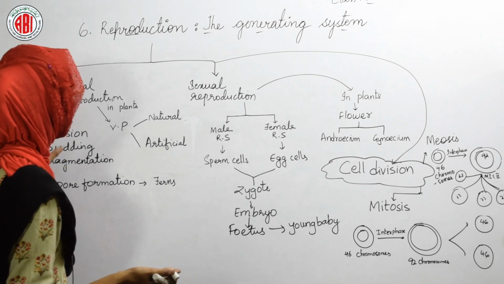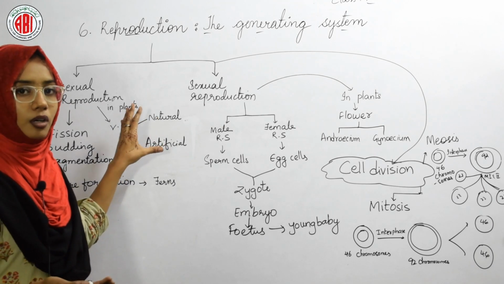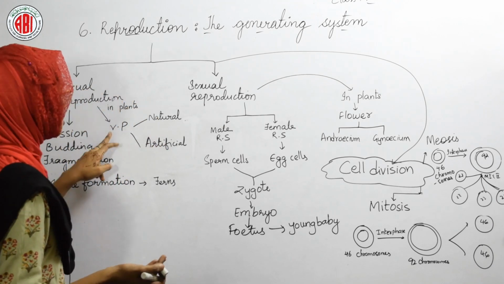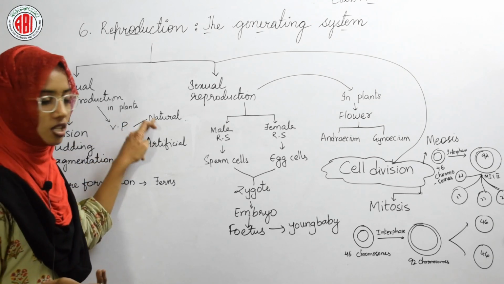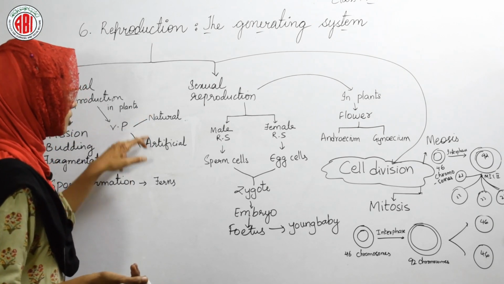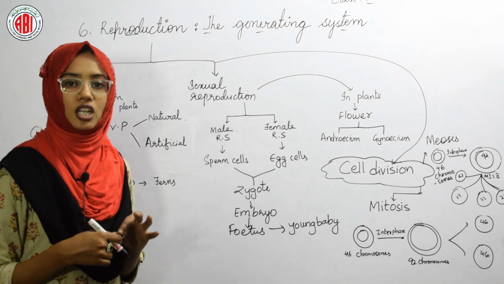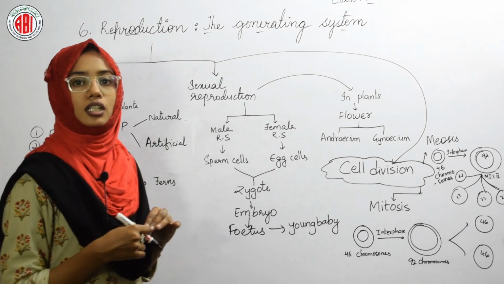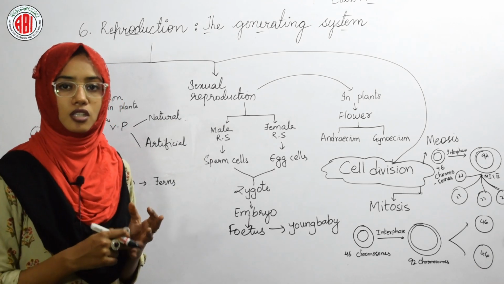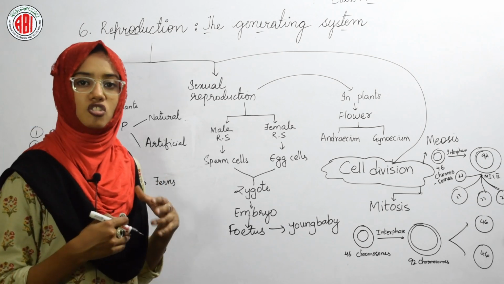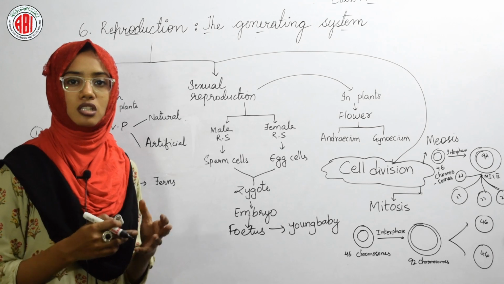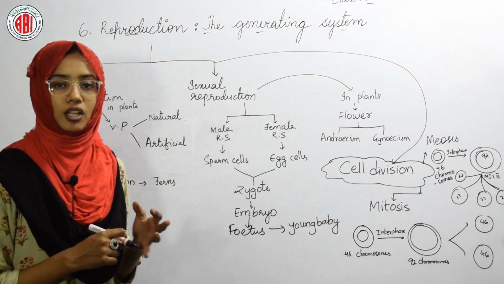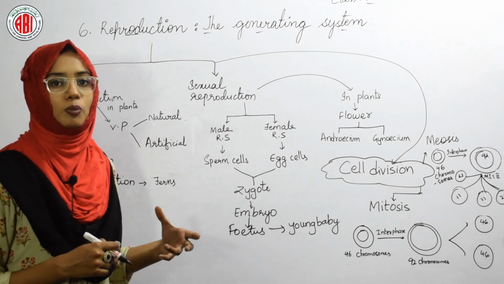When we talk about asexual reproduction in plants, it is called vegetative propagation. It is of two types: natural vegetative propagation and artificial vegetative propagation. Natural vegetative propagation is a process in which vegetative parts like leaves, roots and stems help in generating new plants, and artificial vegetative propagation shows processes like cutting, layering and grafting. Through these processes, new plants can be grown.